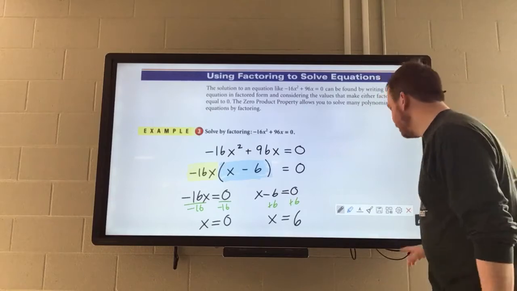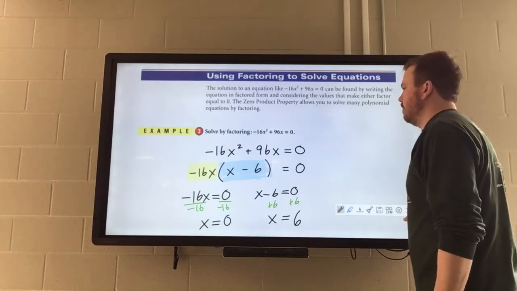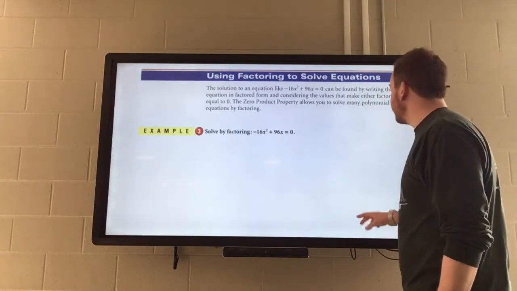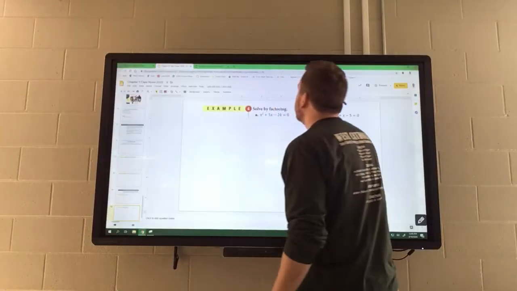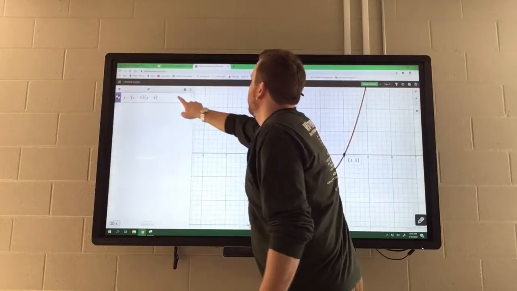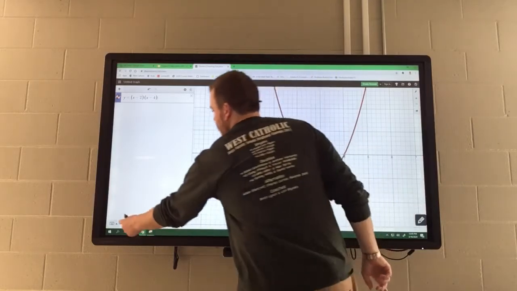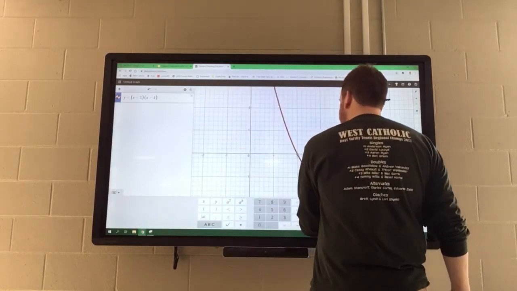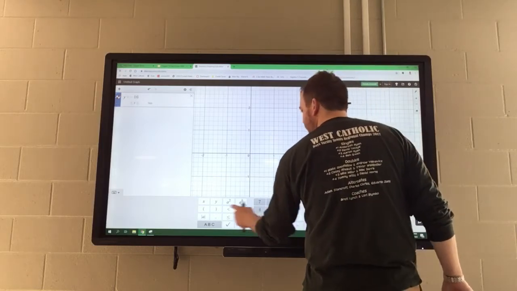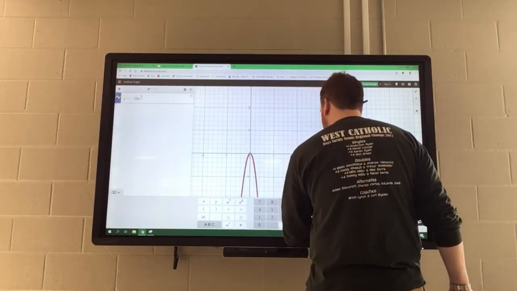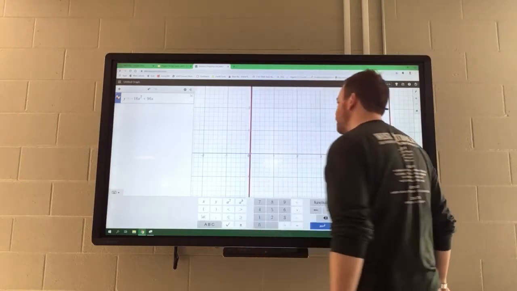Want me to prove it to you? Why not? Negative 16x squared plus 96x. Let's see what that looks like when we plug it into our good friend Desmos. So, give me the keyboard. Let's go ahead and plug this in. Negative 16x squared plus 96x.